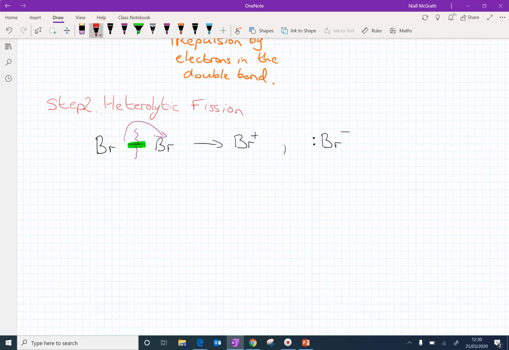Now, our third step. Okay, this is carbonium. This is your carbonium ion formation. Okay, and this is an intermediate formed.